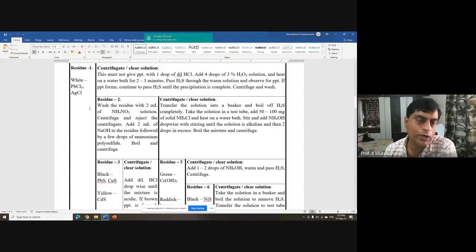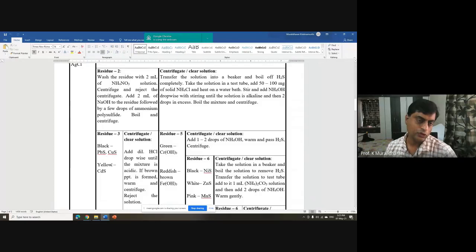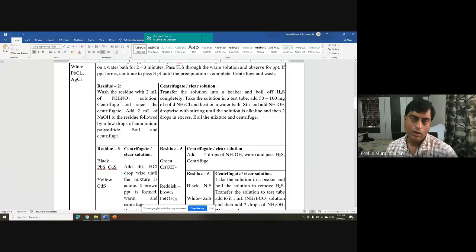In the residue two, there also you get a clear solution, but the same solution continues from here to here. Okay. So this is continuing in this direction, but taking the residue two, you will be adding ammonium nitrate solution and ammonium hydroxide solution to see whether there is a black residue or a yellow residue. This itself is a clue: black means lead or copper, and yellow means cadmium here. In the centrifugate, if you get precipitate, you do this thing. If you are not getting it, or even if you get it, with the centrifugate you have to do this test and confirm the presence or absence of tin in the solution. Okay, so that's one direction.